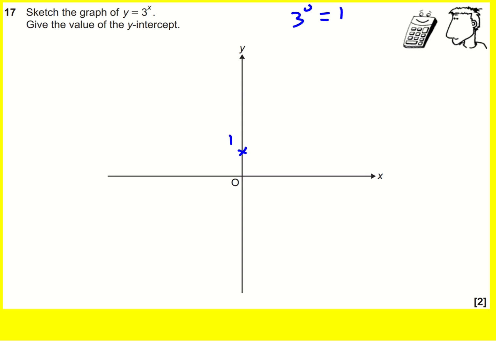And then, this is actually only a 2-mark question. They kind of expect you to just know what exponentials look like, and this is what it would look like. A little bit like that. And then we'd be done with the question.